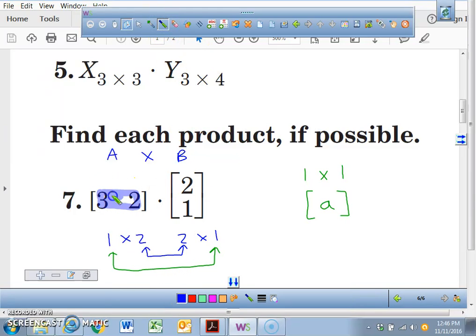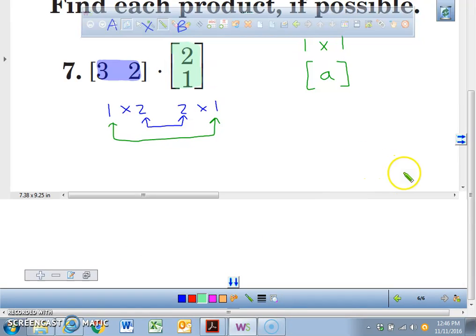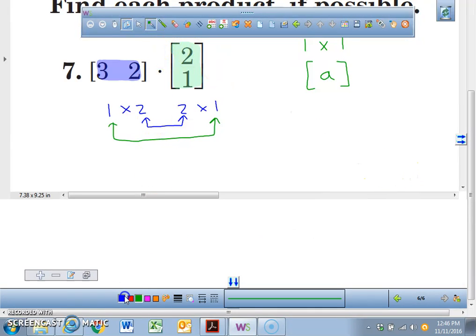You're going to take this matrix right here, the first matrix, which is 1 row. I'm going to highlight just the row. Over here, I'm going to highlight the column. So the first matrix, I'm going to highlight the row. The second matrix, I'm going to highlight the column. And this is the pattern of how you multiply matrices.